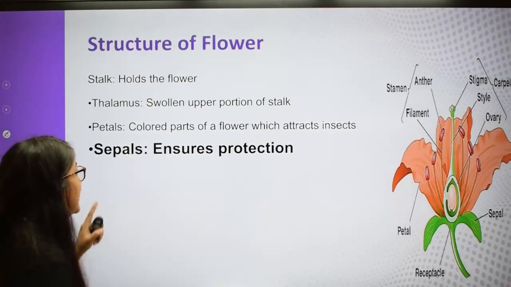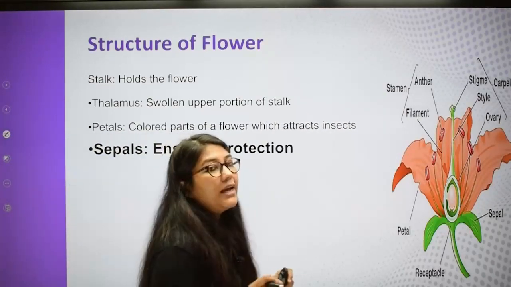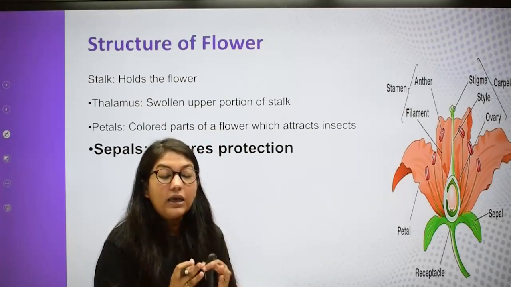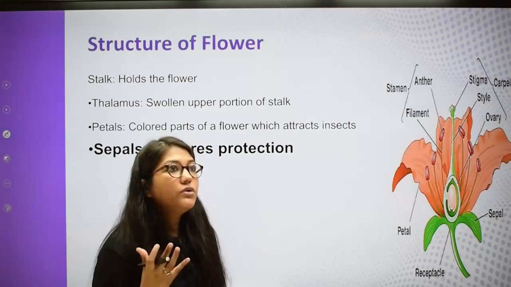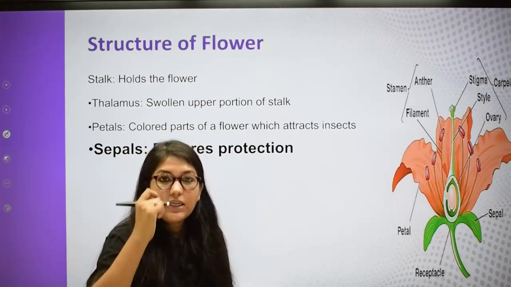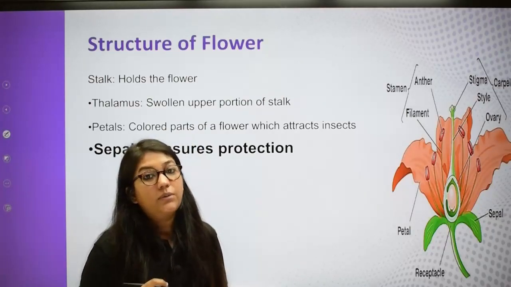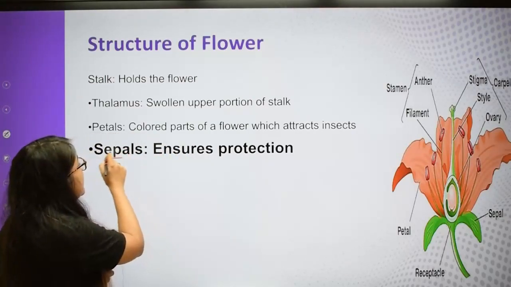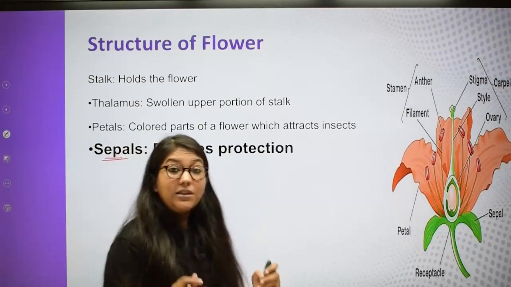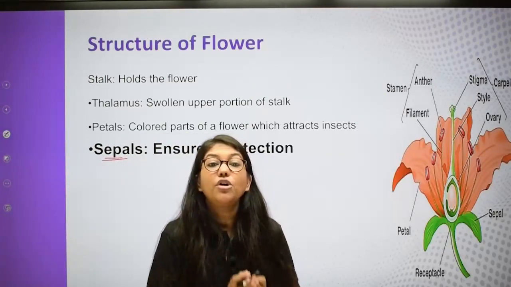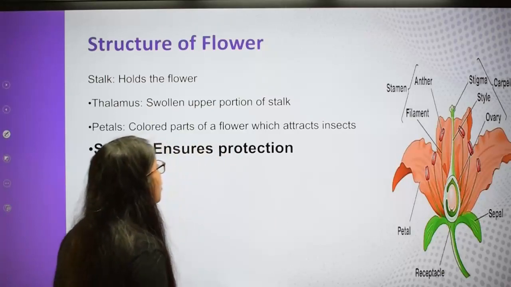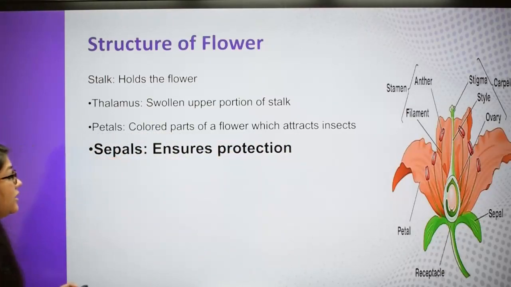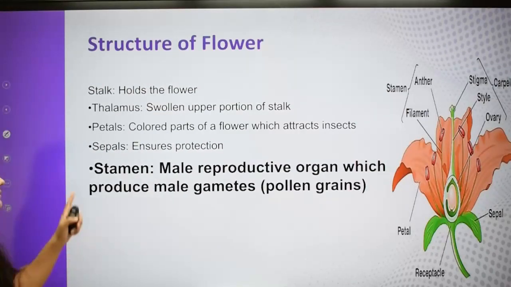So petals again, colored parts of the flower which attracts the insects. Important. Sepals. Sepals, they ensure the protection. So see, in the bud stage, I am pretty sure सबने एक flower देखा है which is in the bud stage. If you are going to see it very carefully, उसके around ऐसे green leaf like structures होते हैं. So what are those green leaf like structures? They are nothing but the sepals. So sepals in the bud stage, when the flower has not opened, what it is making sure? It is ensuring protection. ठीक है, क्या ensure कर रहा है? Protection ensure कर रहा है.